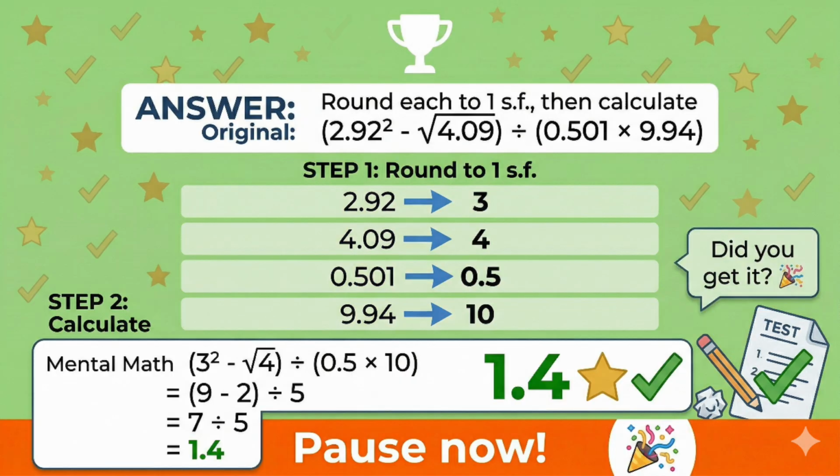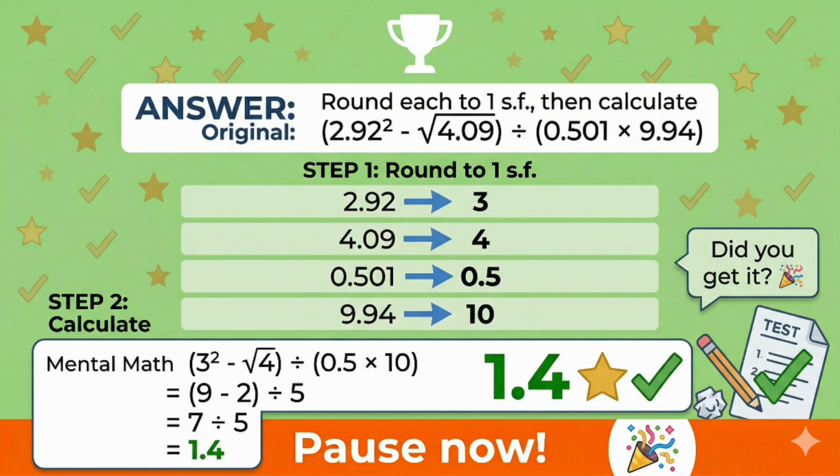Here's the answer. Step 1. Round to 1 significant figure. 2.92 becomes 3. 4.09 becomes 4. 0.501 becomes 0.5. 9.94 becomes 10. Step 2. Rewrite and calculate. 3 squared is 9. Square root of 4 is 2. 9 minus 2 is 7. In the denominator, 0.5 times 10 is 5. So 7 divided by 5 is 1.4. The estimated answer is 1.4. If you got it right, well done.